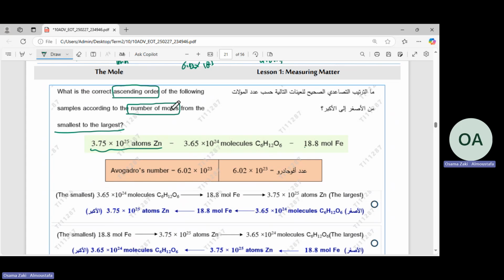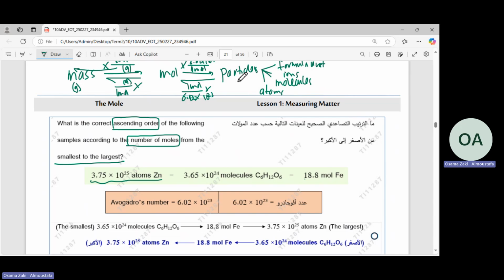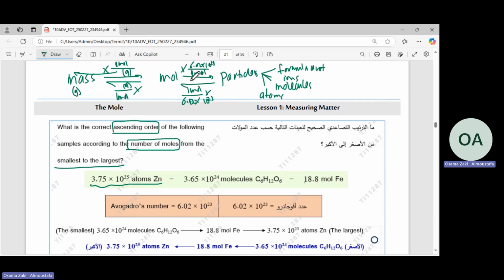So look, here they want me to find it in moles. We have atoms, molecules, and moles here. So this one doesn't need to be converted, but the others we have to convert. How to convert from molecule to mole? Molecule is a particle. To get moles, you have to multiply this by 1 mole over 6.02 times 10 to the power 23.